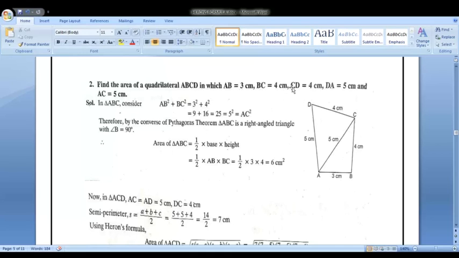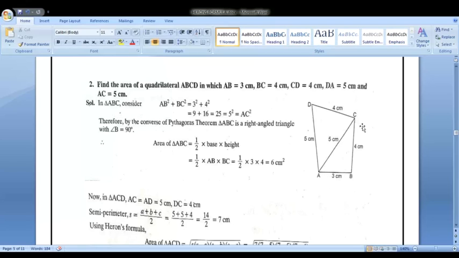Now the measurements are given, and what is different is that he has given AC. Now when you try to join AC, AC is acting as a diagonal in this quadrilateral. So it's a similar problem to our previous one. Here you simply add the area of the triangles and get your answer. So let's start with triangle ABC.